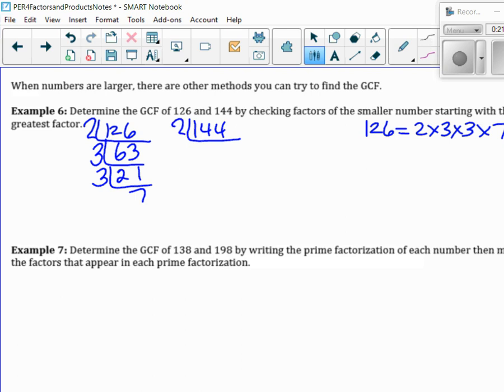144. I'm going to divide by 2. What do I get? 72. I'm going to divide by 2 again. 2 goes into 72.